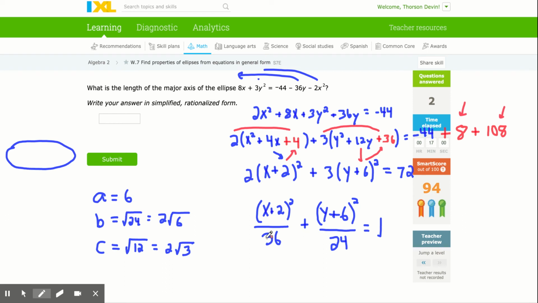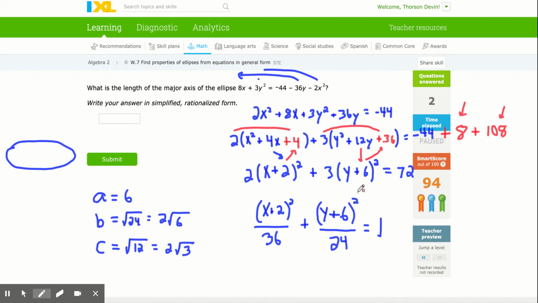2 goes into 72 36 times. 3 goes into 72 24 times. So my standard form of my equation is x plus 2 squared over 36 plus y plus 6 squared over 24 equals 1. This tells me this is elongated horizontally. The number under the x squared is longer.